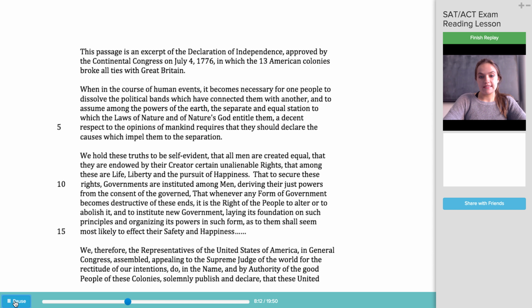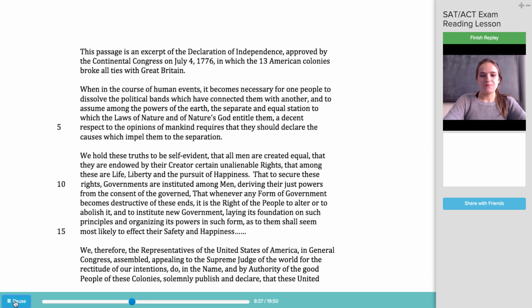That as free and independent states, they have full power to levy war, conclude peace, contract alliances, establish commerce, and do all other acts and things which independent states may of right do. And for the support of this declaration, with a firm reliance on the protection of divine providence, we mutually pledge to each other our lives, our fortunes, and our sacred honor.